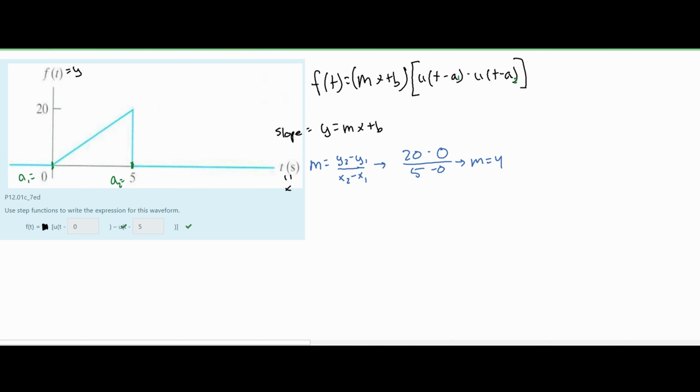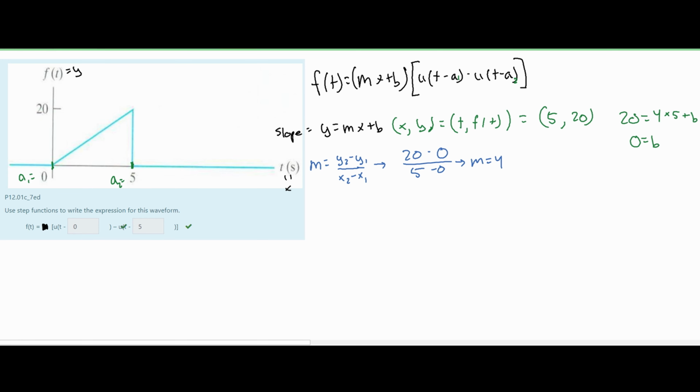So when we plug this into our equation, we need to find our b next because we don't know our b. So we are just going to plug in two values for our y and our x. We know that x and y is equal to t and f of t. So let's say our t is 5, our f of t is going to be 20. That means when we plug in this formula, we are going to have 20 is equal to our m, which is 4, times our x, and our x is 5 plus b. So we're going to have 20 is equal to 20 plus b, or that 0 is equal to b.